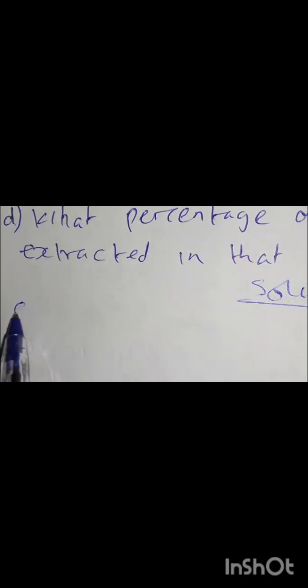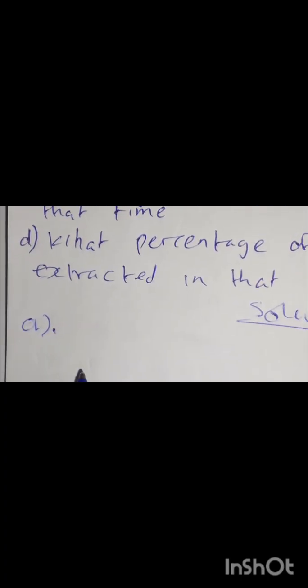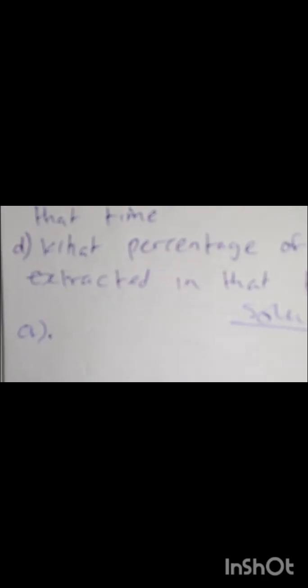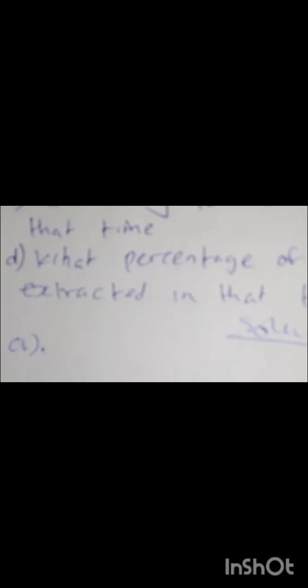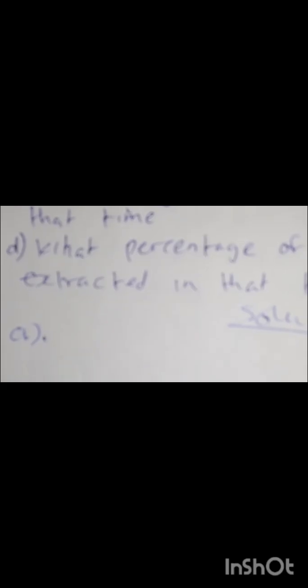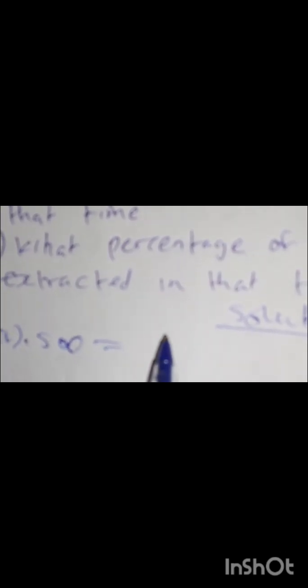For A, what is the maximum amount that could be extracted from the mine? As you can see, this is a GP. When finding the maximum amount, we use the formula of the sum, but which sum? We're going to use the sum to infinity, which is equal to a over 1 minus r.